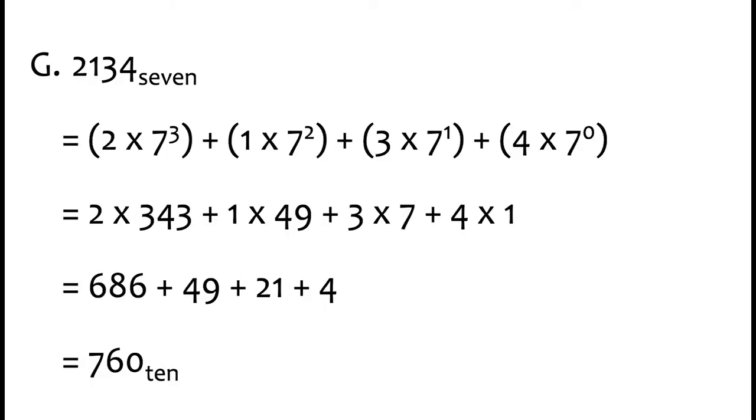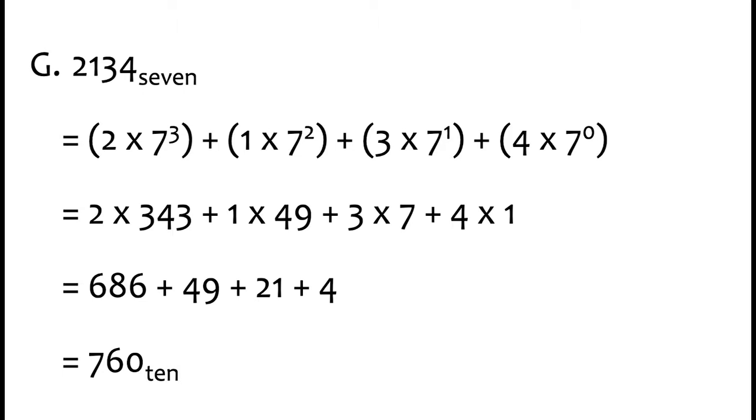Now, the next question, which is G, converting 2134 base 7 to base 10. Following the same procedure, you have 2 multiplying 7 raised to the power 3, because there are 3 digits ahead of 2, plus 1 times 7, which is the base, raised to the power 2, plus 3 times 7 raised to the power 1, finally plus 4 times 7 raised to the power 0. Then if you simplify 7 raised to the power 3, it will be 7 times 7 times 7. And if you do that correctly, the result will be 343.